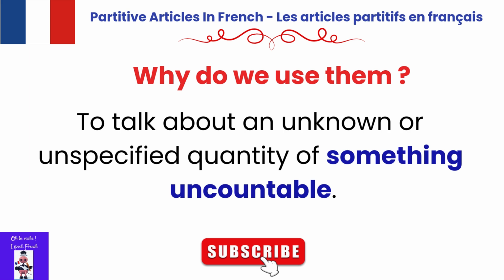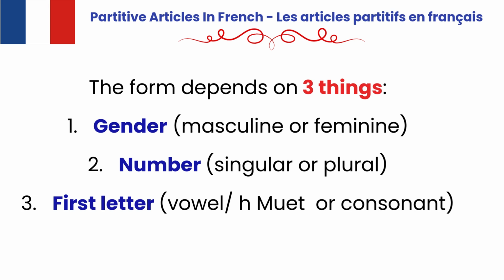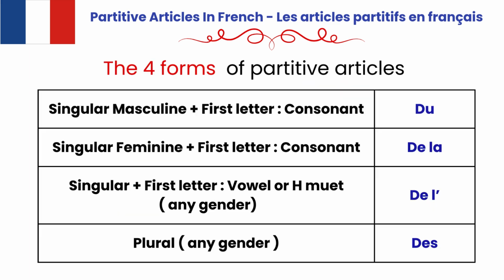Now that we know why French needs a little word before nouns, let's see the four partitive articles. The choice will depend on the noun's gender, number, and first letter. So, for masculine singular nouns starting with a consonant, we use du. For feminine singular nouns starting with a consonant, we use de la. For singular nouns starting with a vowel or H muet, we use de l'. And for plural nouns, we use des.